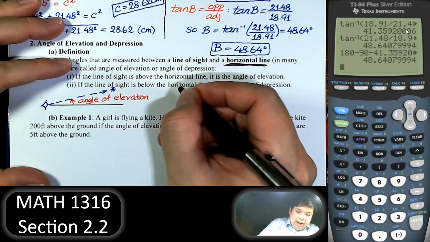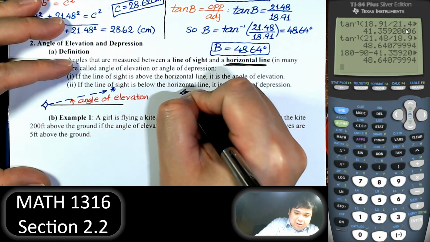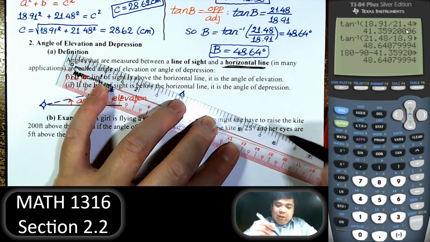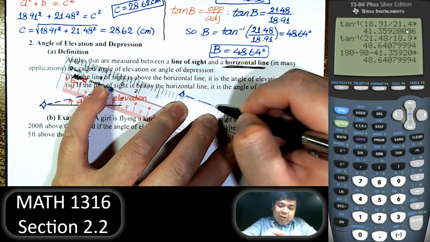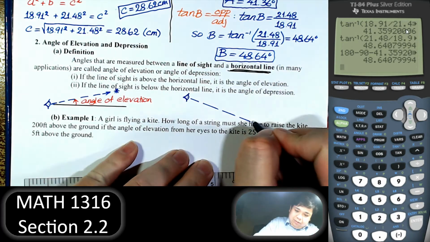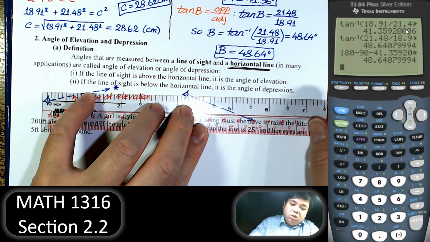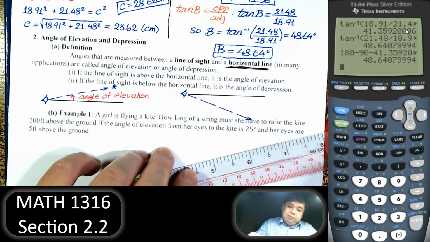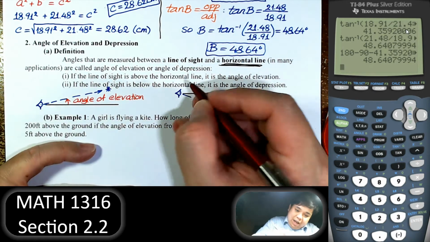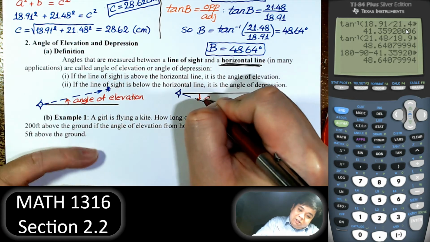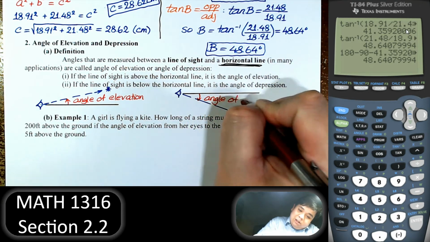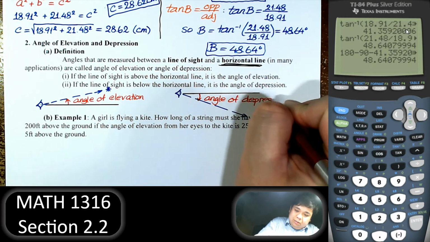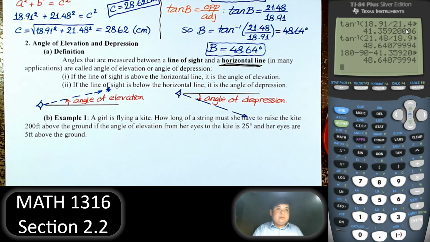Now if we look down, and compare to the horizontal line, this angle is the angle of depression. Right. Now let's look at an example here.